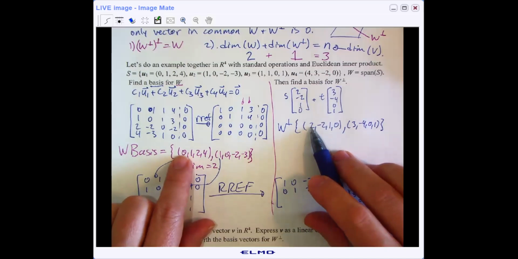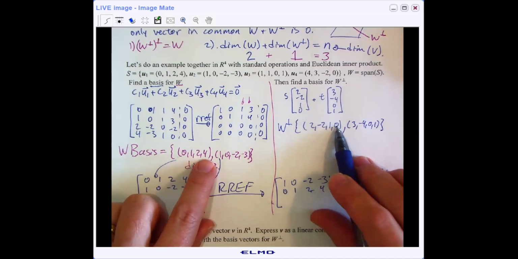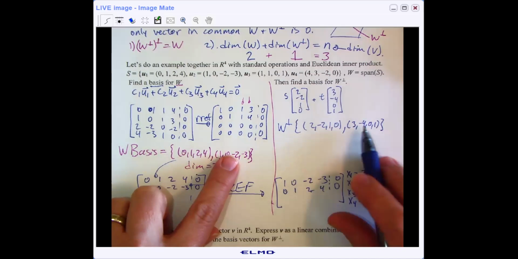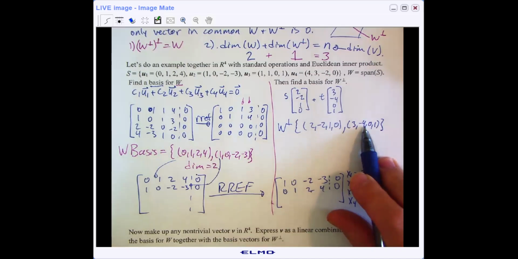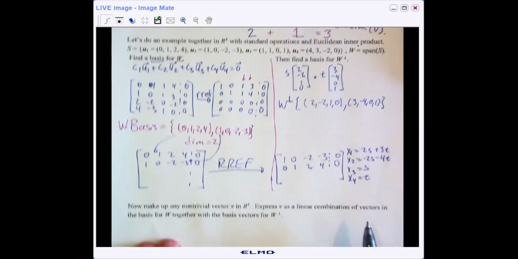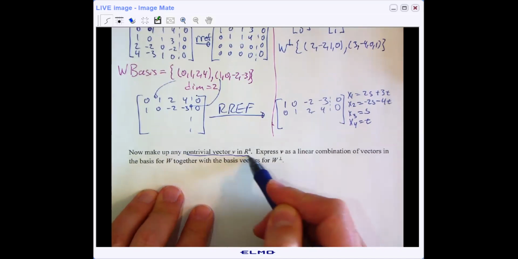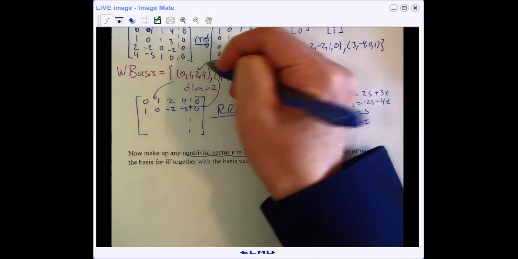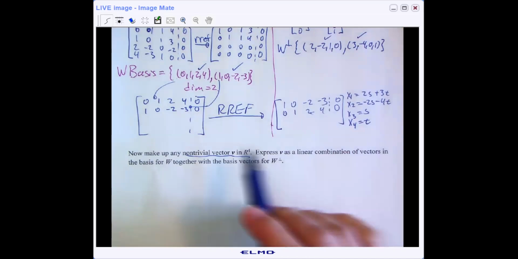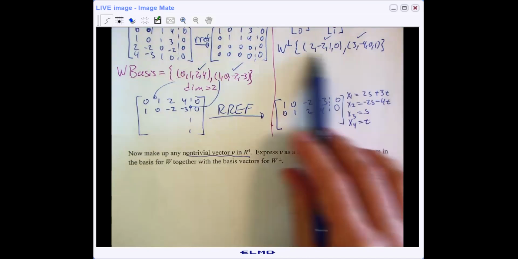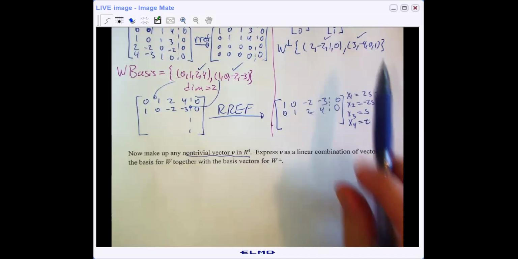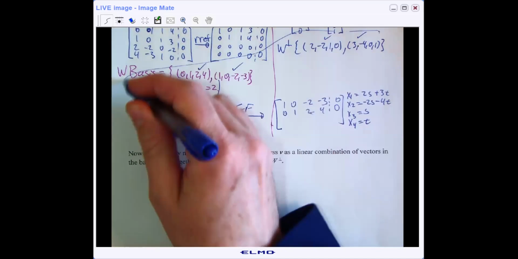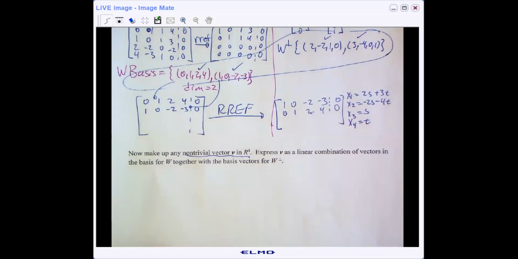So here's 0, minus 2, plus 2, plus 0. So according to the Euclidean inner product, these are orthogonal. And you can check that every possible pair is orthogonal. So the last thing I want you to do now is to make up a non-trivial vector in R4 and write it as a linear combination of these four vectors from the row space and the null space that together complete all of R4 and make a basis for all of R4. Okay? All right.